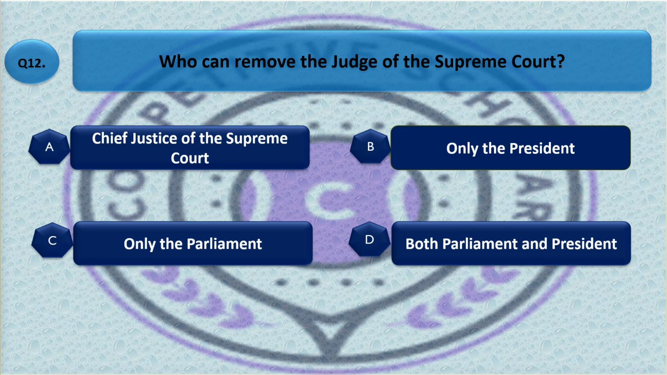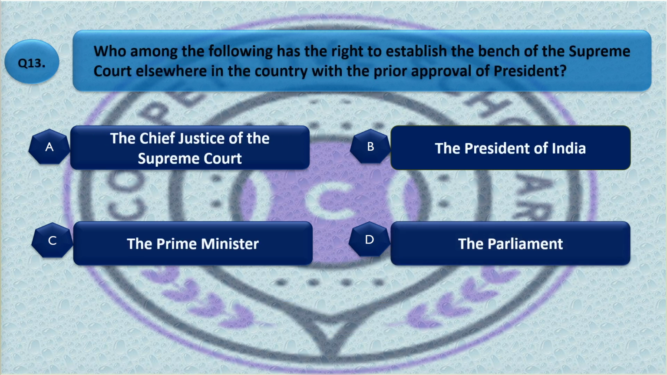Question number 12. Who can remove the judge of the Supreme Court? Option A, Chief Justice of the Supreme Court. Option B, only the President. Option C, only the Parliament. Option D, both Parliament and President. So the answer is option D, that is both Parliament and President.